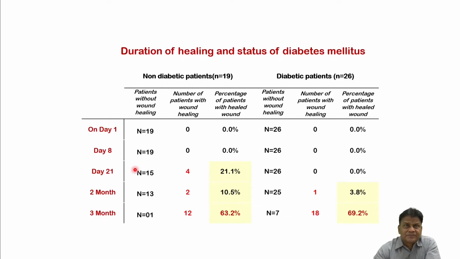A police constable. And you can see the duration of healing and status of diabetes mellitus. So non-diabetic patients were 19 and the diabetic patients were 26. So you can see in non-diabetic, this healing started, 21.1% of the cases healed by 21 days, but there was no healing in diabetic patients. But after 2 months, 10.5% of the patients, almost 31% of the patients were cured by 2 months, while only one case at the end of 2 months, this was 3.8% diabetic could heal. But by 3 months, means 90 days, 63.2% of them healed and the 69.2. So there was delay in healing with the diabetes mellitus patient, but their healing was good, and this success rate was insignificant if compared in the both groups.